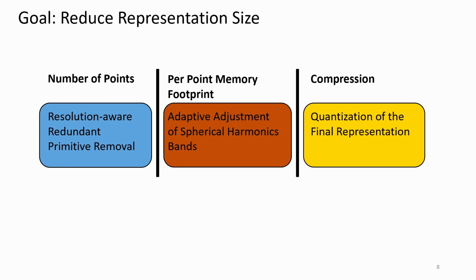So in this work, our goal is to reduce the representation size by introducing two techniques to tackle the problems of the big number of points and the big memory footprint per point. And also we will try to store the representation more efficiently. The ultimate goal of this project is to have a representation with a size that is comparable to InstantNGP or NeRF in general, without compromising the visual quality, of course.